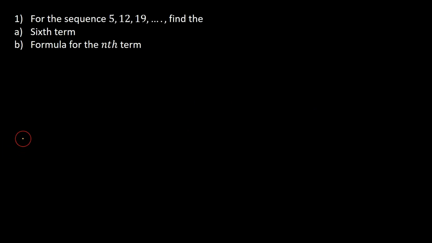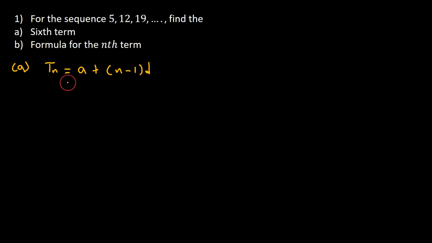So the first question: for the sequence 5, 12, and so on and so forth, find A, the 60th term, and B, the formula for the nth term. So let's begin by solving the first part. The formula for the nth term of an arithmetic progression is given by Tn equals a plus (n minus 1) multiplied by d.